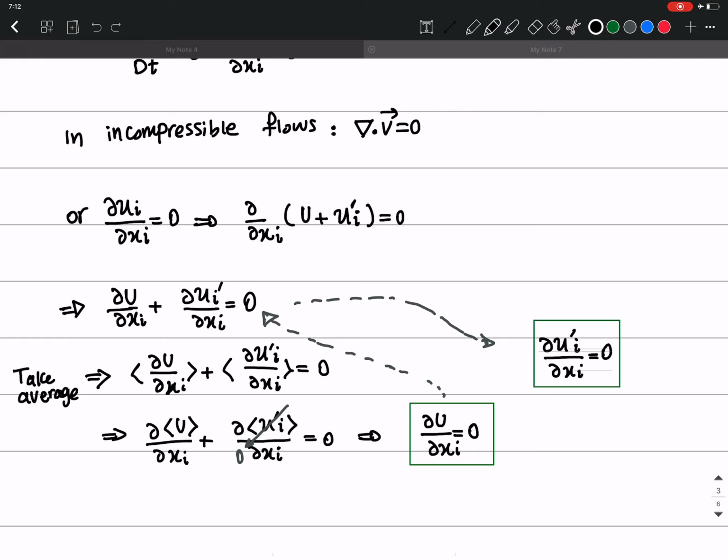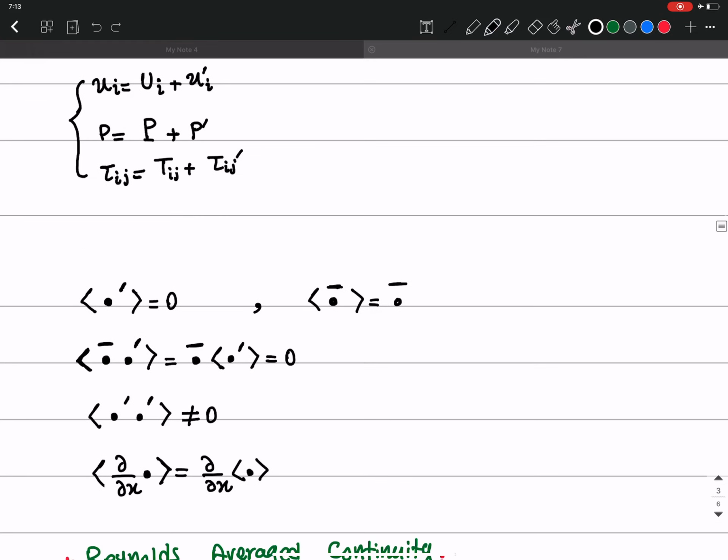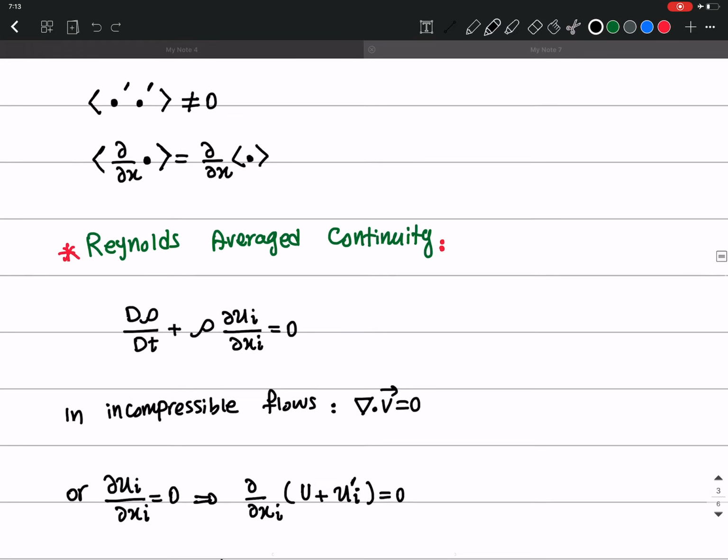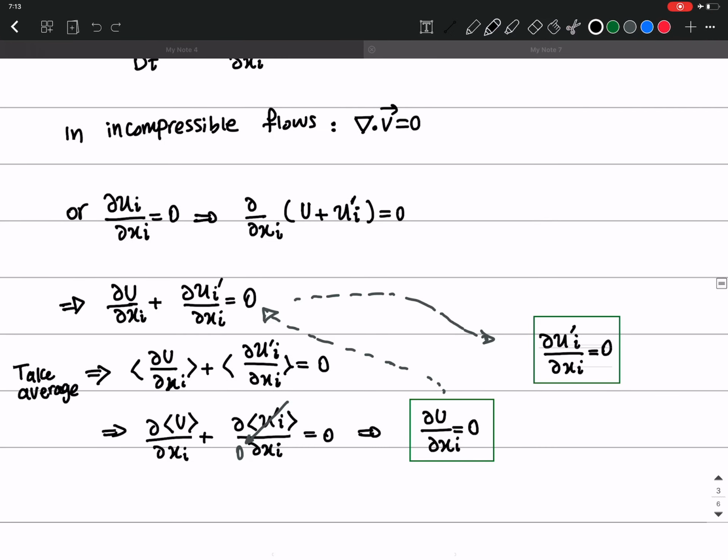Okay, so in the next session, I'm going to derive the Reynolds averaged Navier-Stokes equation. So we are going to apply this Reynolds decomposition to Navier-Stokes and get the Reynolds averaged Navier-Stokes, or RANS, equation.